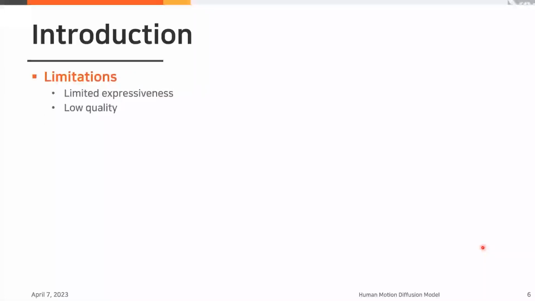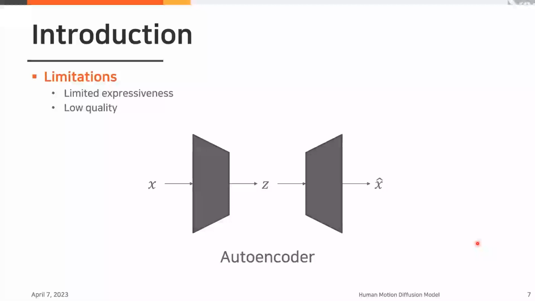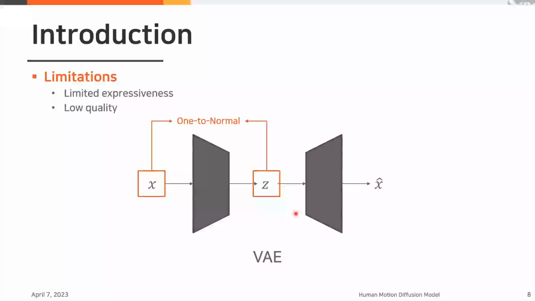But this paper is pointing out that previous works suffer from limited expressiveness and low quality. And this is because the baseline models they adopted have limited expressiveness. For example, with the same text or same action, kick, there might be various motions like soccer kicks, karate kicks, capoeira kicks, but current methods cannot express this diversity. For example, here's an autoencoder, and the input X and the latent Z will be mapped as a one-to-one mapping, right? In another case, a variational autoencoder will be mapped onto one-to-normal, and it can generate more diverse outputs than the vanilla autoencoder, but still it is not enough.